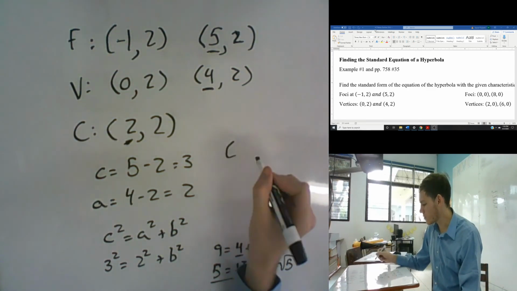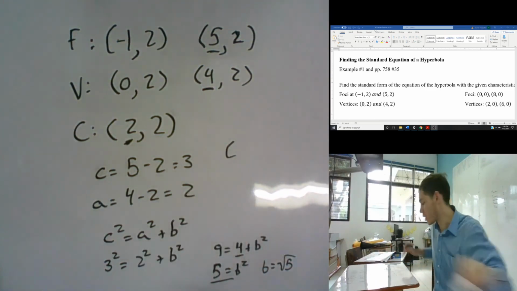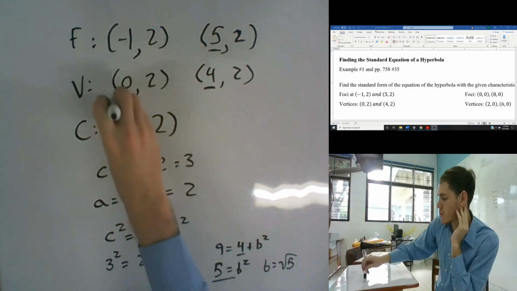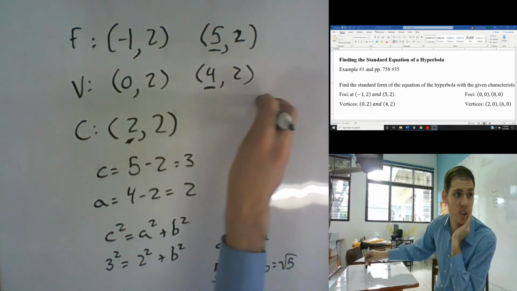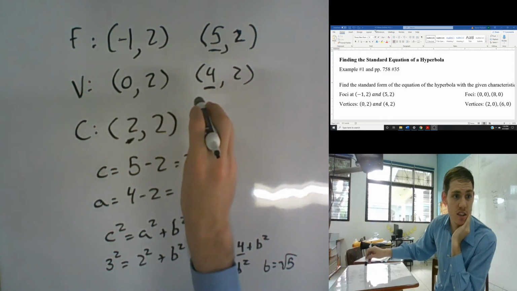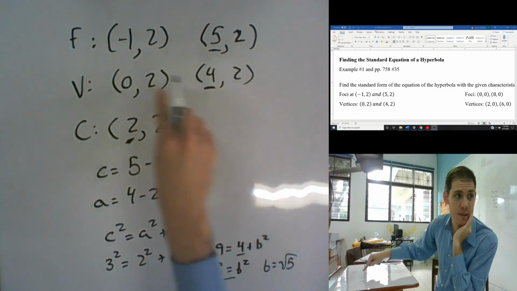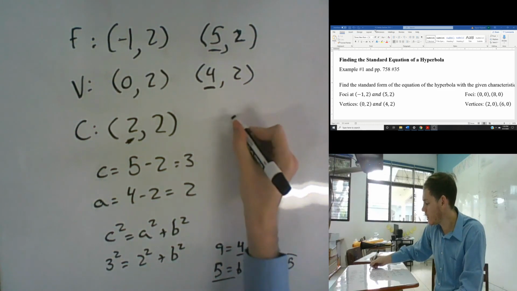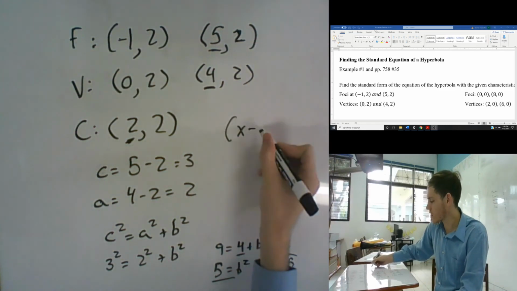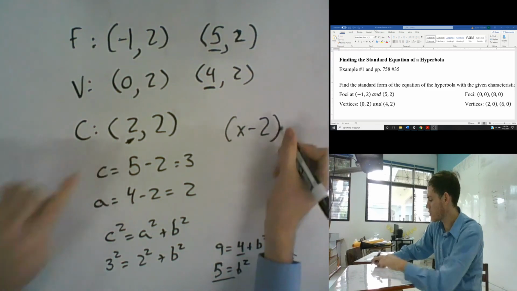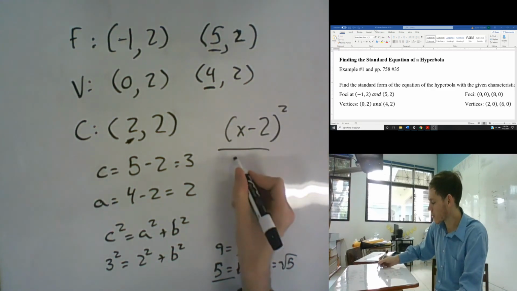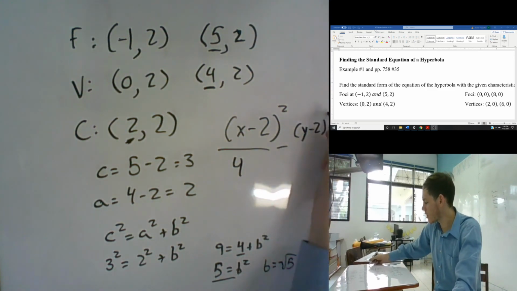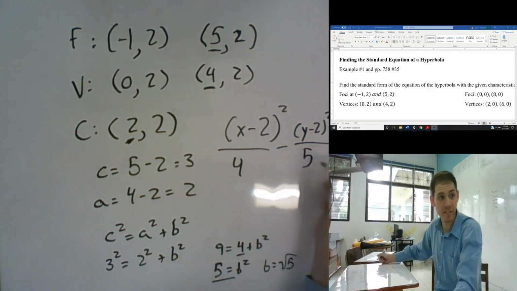So for our equation, is this horizontal or vertical? That's a great question. How do you tell? What changed between our vertices? Did our vertical change or horizontal change? Okay, horizontal changed, that x changed. So we know how to write this. It's x minus h, that's x minus 2 squared, over a squared, or 4, minus y minus 2 squared, and then what's our b squared? It's 5.